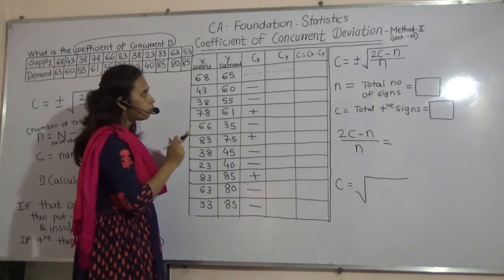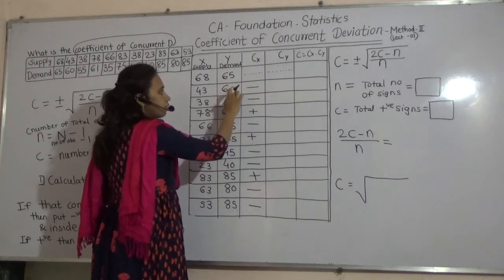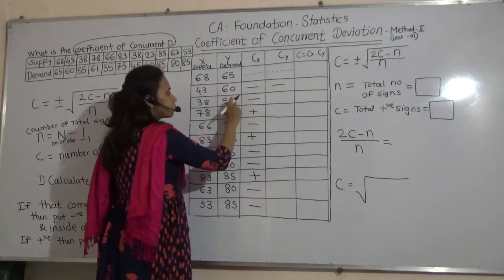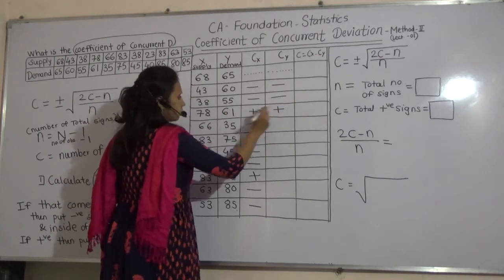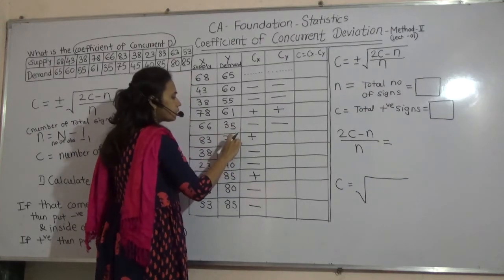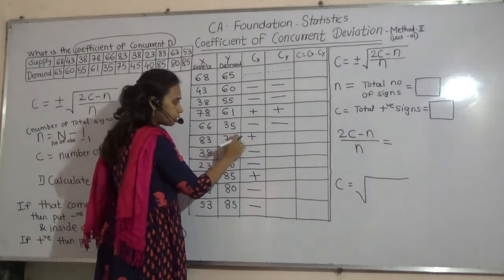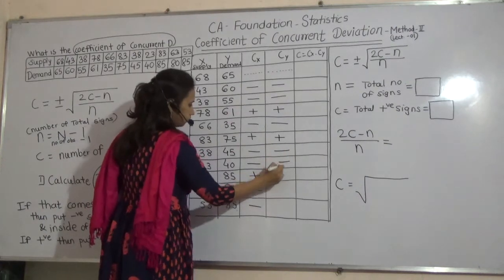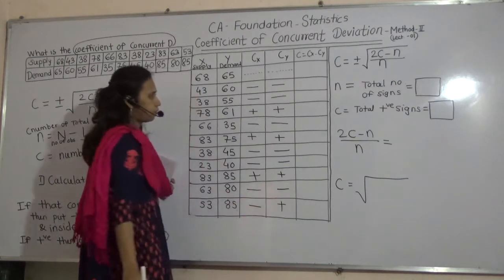Now let's see how to calculate Cy. For the first it is blank. From 65 it came to 60, so plus or minus, it's minus. From 60 to 55, again minus. Now 61 means it has increased. From 61 it has come to 35 means minus. You have to just compare with the previous only, whether it is increasing or decreasing. If it's increasing, put a plus sign. If it is decreasing, put a minus sign. Likewise, we have done with this.